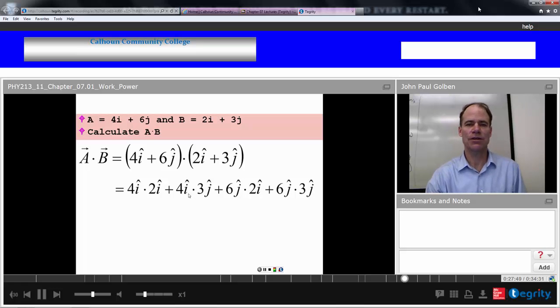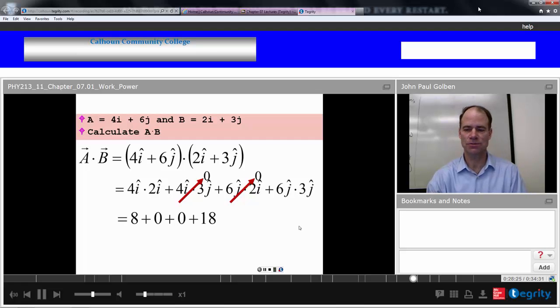We know that any unit vector dotted with any other unit vector is going to be 0 because of the cosine of 90. So for the second term here, we have 4 times 3 times 0. That's going to be 0. I'm sorry, this middle term, 6 times 2 times cosine of 90, gives us 0. And what we're left with is 4 times 2 cosine 0, which would be 4 times 2 times 1, or 8. And this last term will be 6 times 3 times 1, or 18. So we have 8 plus 0 plus 0 plus 18. The dot product of these two vectors is 26. You're always going to get a scalar number from the dot product.